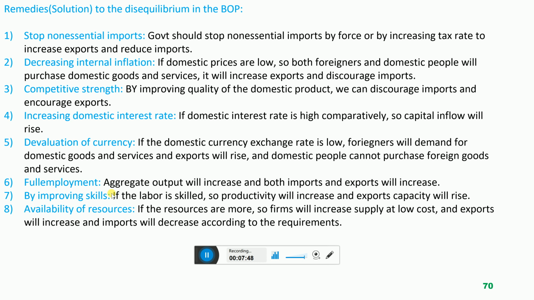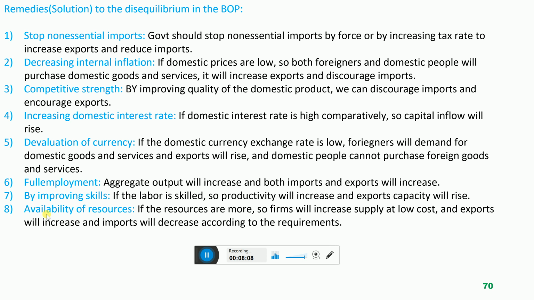The seventh reason, improving skills. If we train our labor, if we qualify our labor, then productivity will increase, and when productivity increases, automatically exports will increase. So this is good for the balance of payments when exports are more and imports are less.